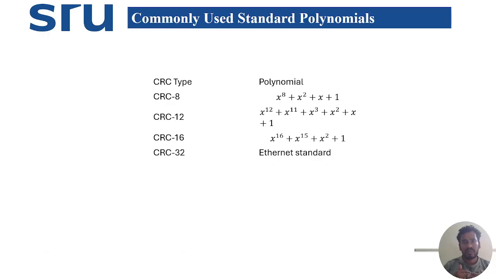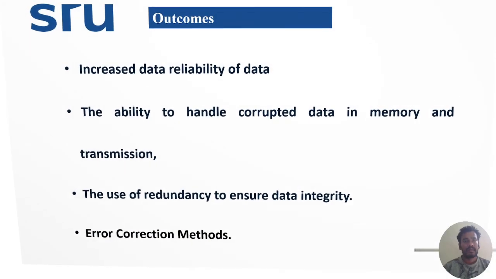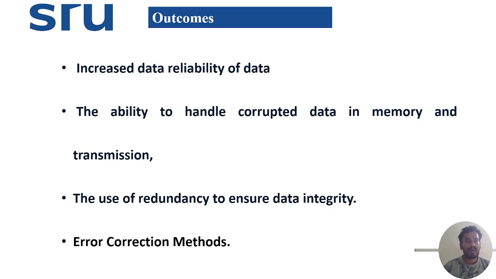These are some general polynomial keys we use to generate the key for the division. From this lecture, we get the outcomes of increased data reliability and the ability to handle corrupted data in memory and transmissions. Finally, it uses redundancy to ensure data integrity and error correction as well.